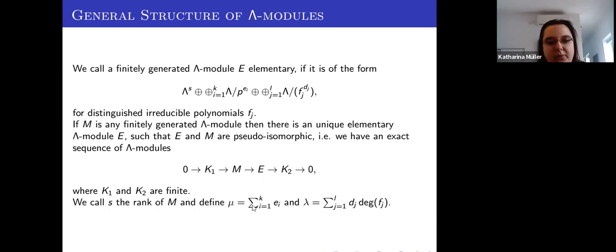We define μ to be the sum of these exponents e_i. So μ measures this Z_p-torsion part of the whole thing. And we define λ to be the sum j equal 1 to l of d_j times the degree of f_j. So λ measures the Z_p-free part of the torsion part. So λ will be equal to the Z_p-rank of this last sum here.